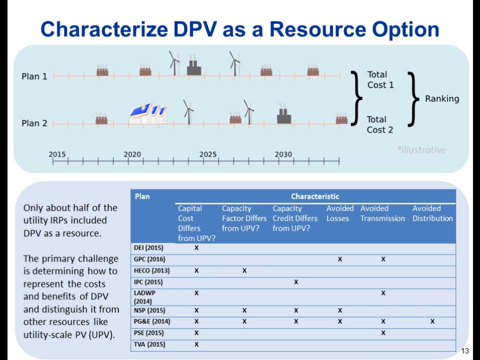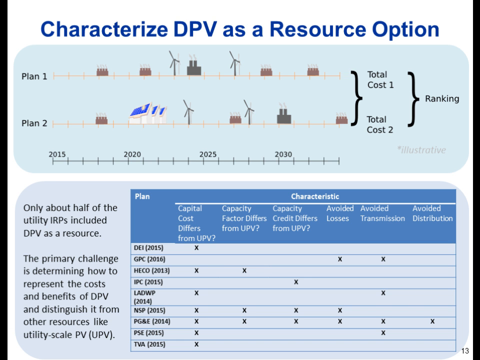Distributed PV has different cost, performance, and potentially different contribution to resource adequacy than a utility scale PV plant. And since it's on the distribution system, sited closer to load, it can also be characterized by avoided losses, avoided transmission, and avoided distribution. Very few of the studies that we saw included all of these characteristics. In our sample of studies, we only saw PG&E include all of these different characteristics.